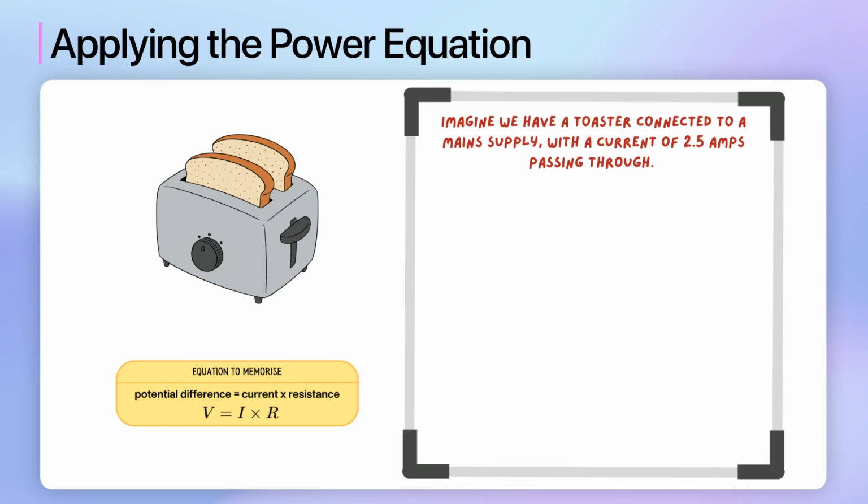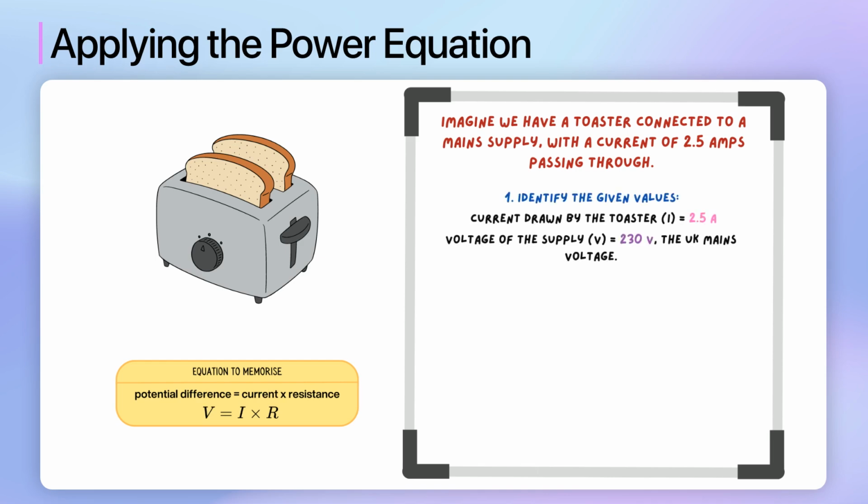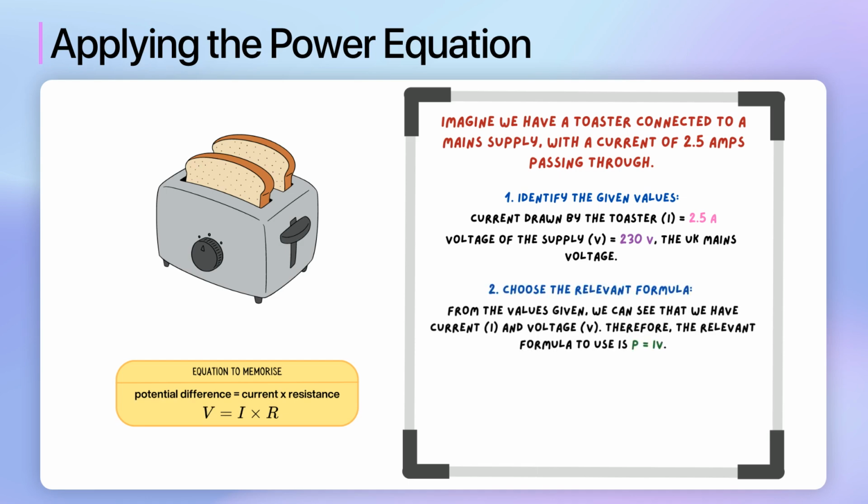Imagine we have a toaster connected to a mains supply with a current of 2.5 amps passing through. First, we need to identify the given values. The current drawn by the toaster, I equals 2.5 amps. The voltage of the supply V equals 230 volts, the UK mains voltage. The next thing we need to do is choose the relevant formula. From the values given, we can see that we have current, I, and voltage, V. Therefore, the relevant formula to use is P equals IV.